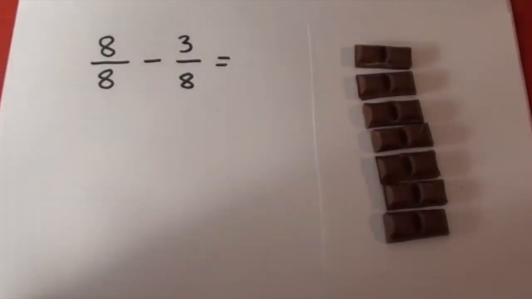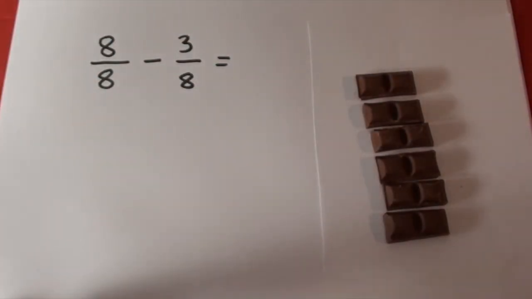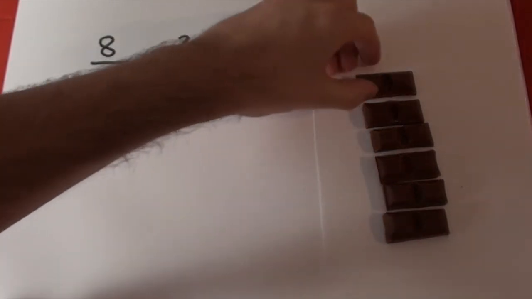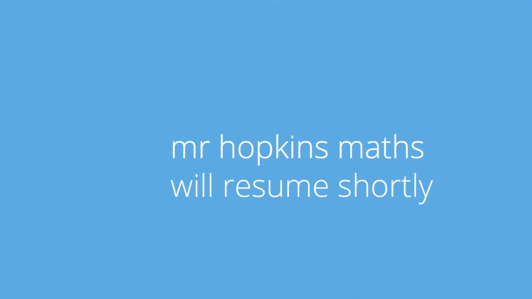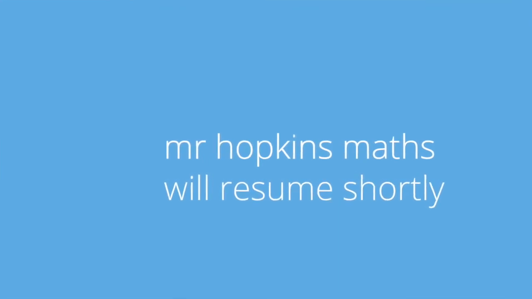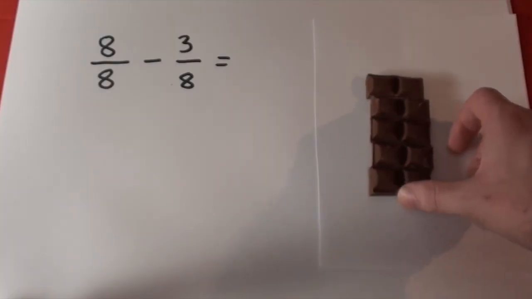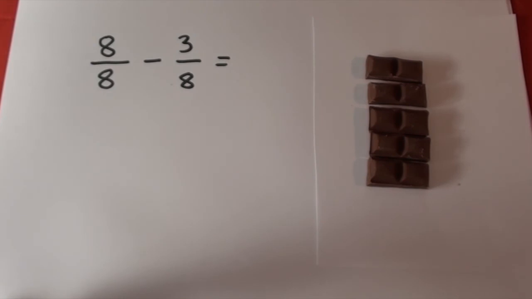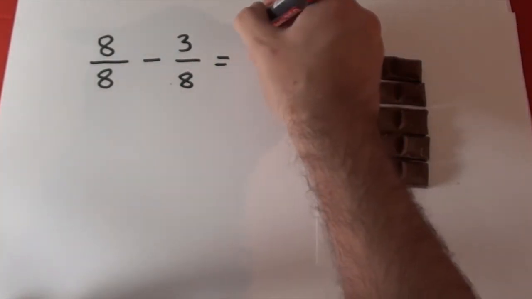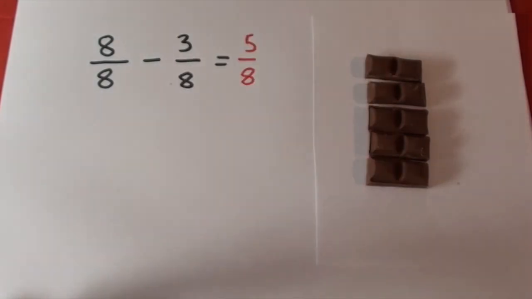So there's the first one. There's my second one. Okay. And there's my third one. Okay, so what we've got left is 1, 2, 3, 4, 5 pieces. So it's 5 out of the original 8. We have 5/8 left.